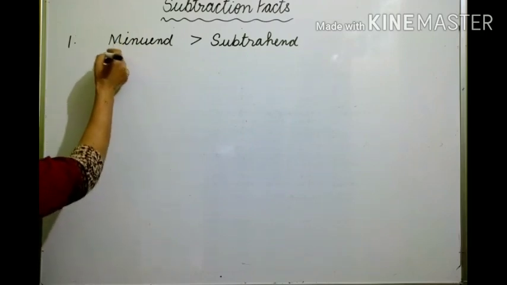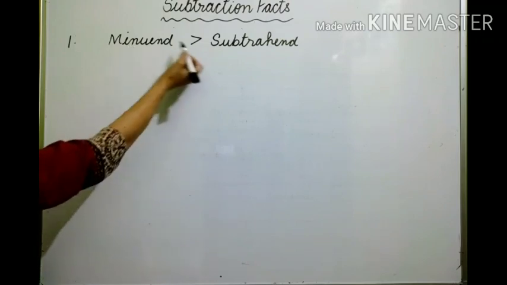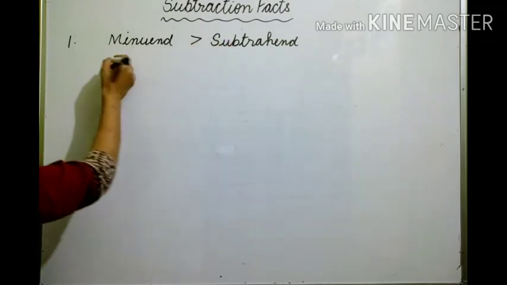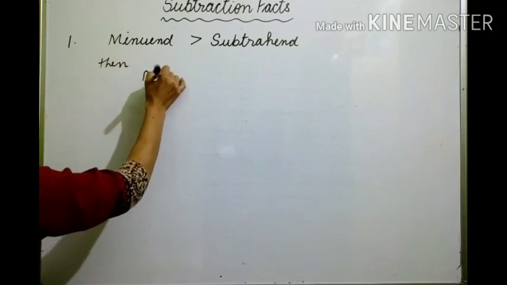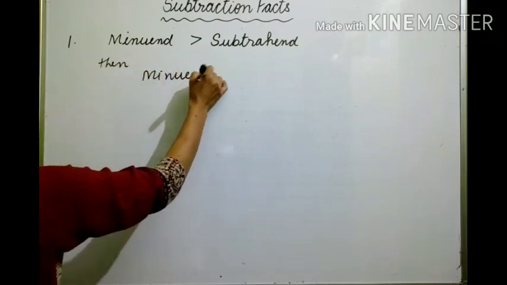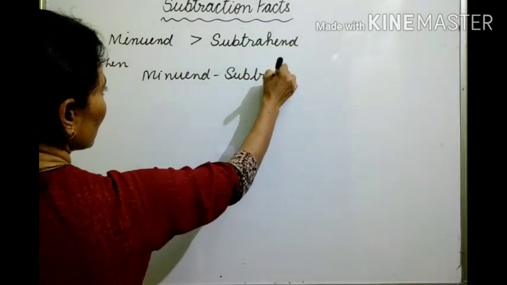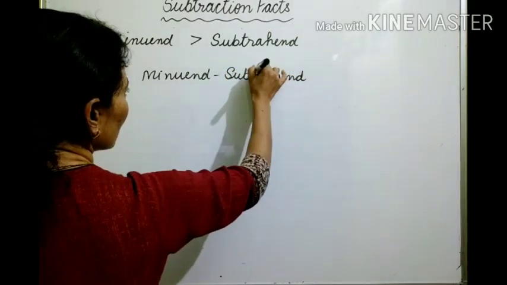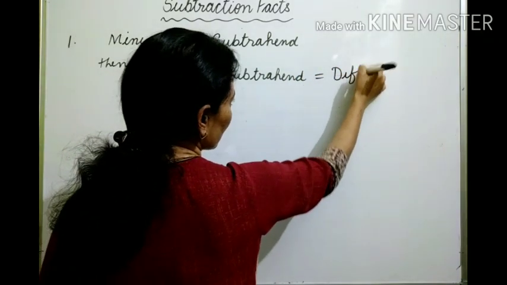As I told you in the previous video, if minuend is greater than subtrahend, then minuend minus subtrahend will give you the number which we call difference.